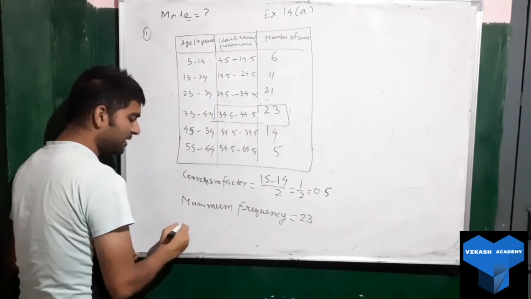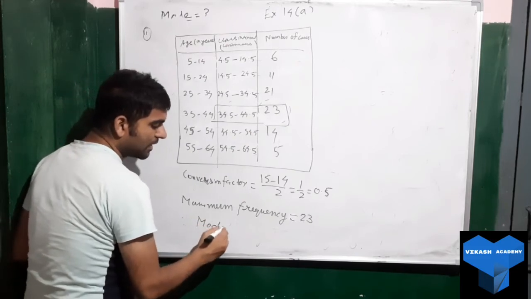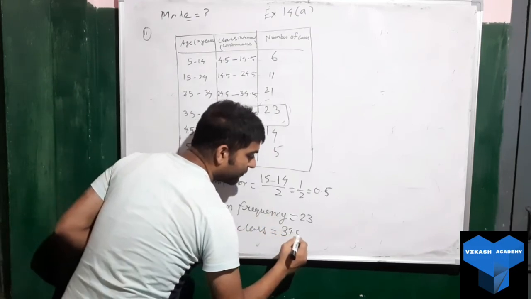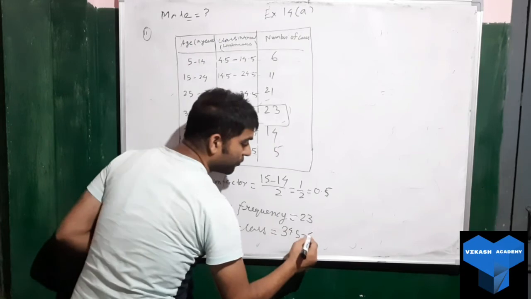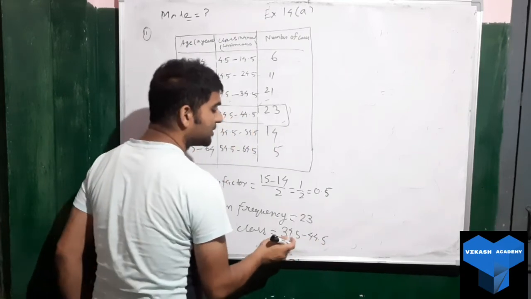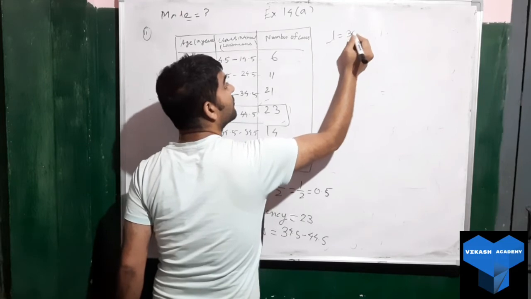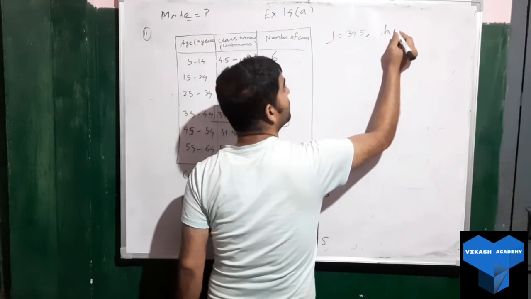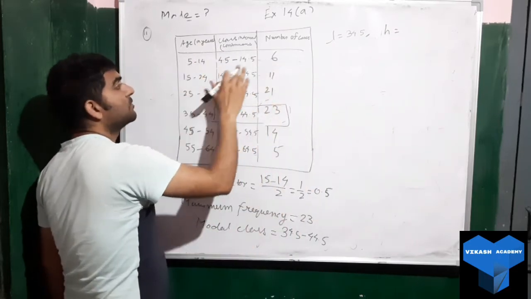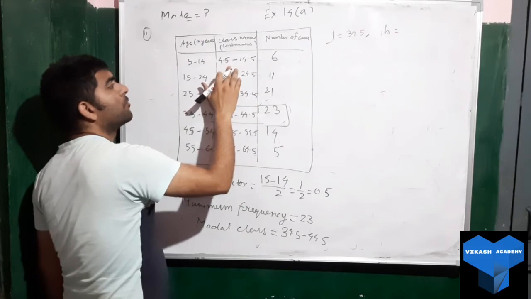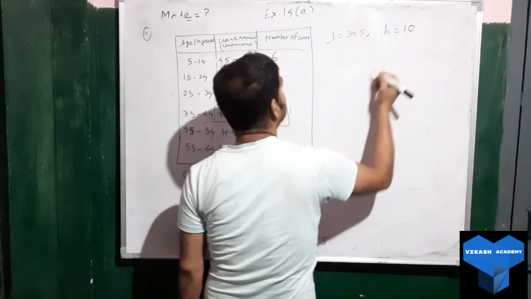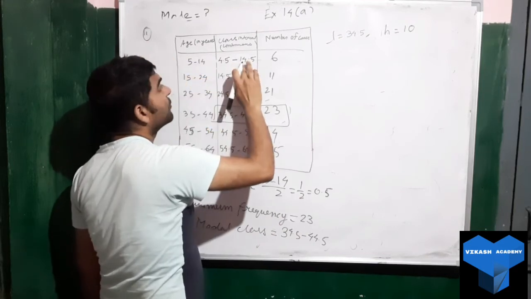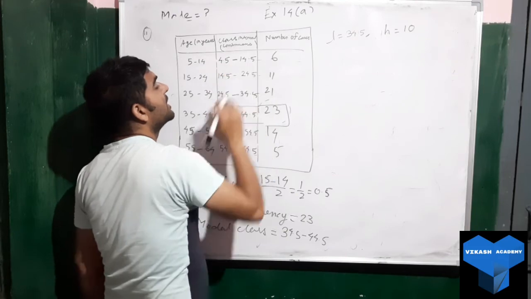Therefore the modal class will be 34.5 to 44.5. Then the lower limit of the modal class, so L is equal to 34.5. Then find the class size. Class size is upper limit minus lower limit. So 14.5 minus 4.5, how much will you get? You will get 10. Yes, 14.5 minus 4.5, you will get 10.